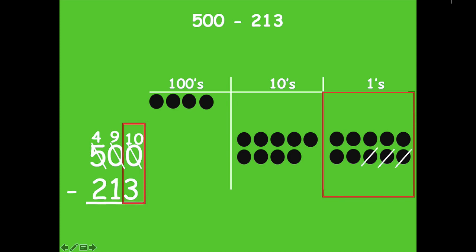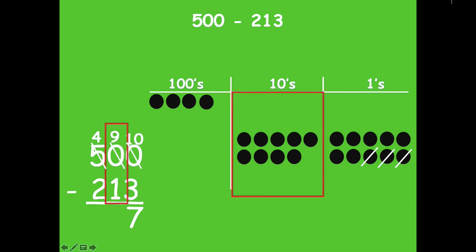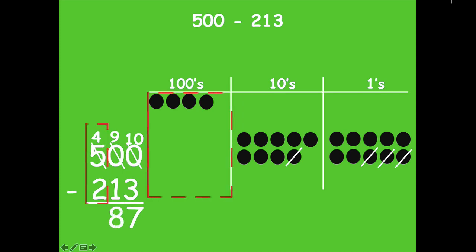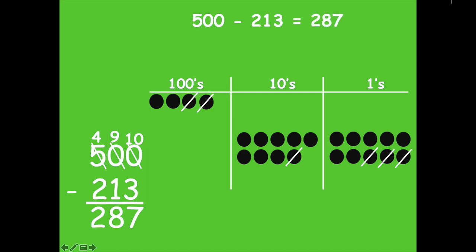So 1, 2, 3. We're left with 7 ones. Then we move to our tens place. We have 9 tens, and we're going to take away 1 ten, and we're left with 8 tens. We move to our hundreds place. We have 4 hundreds. We're going to take away 2 of them, and we're left with 2 hundreds. So 500 minus 213 equals 287.